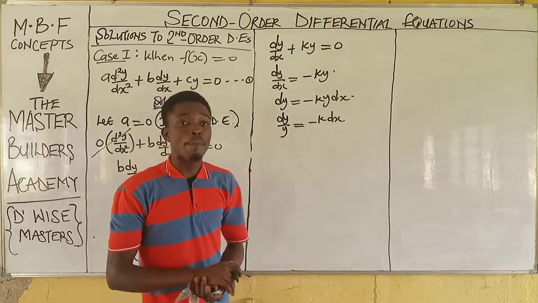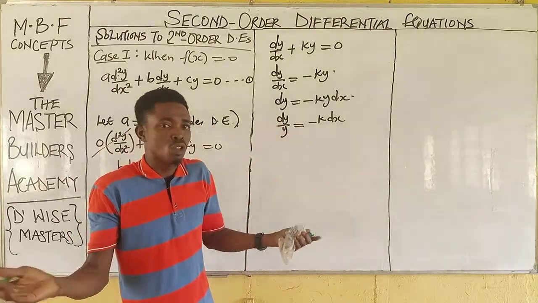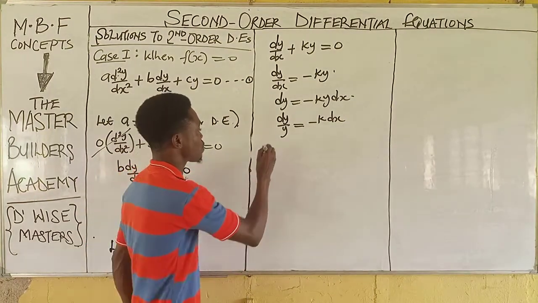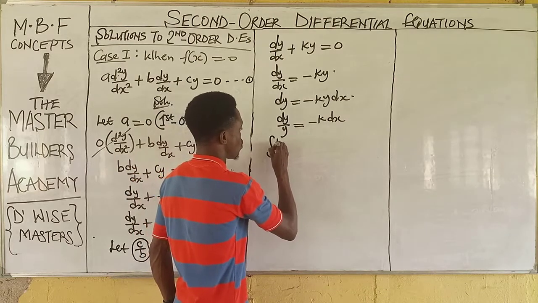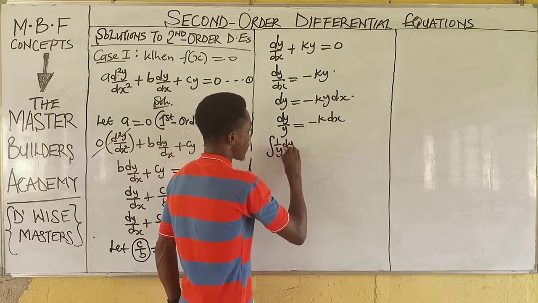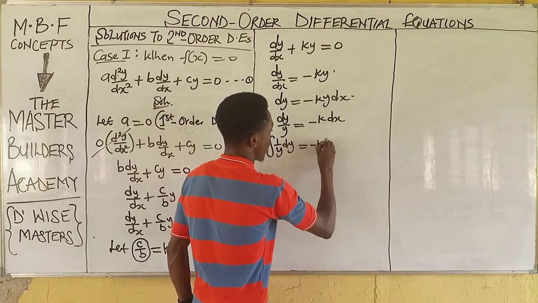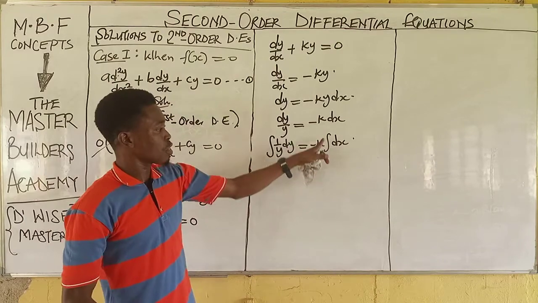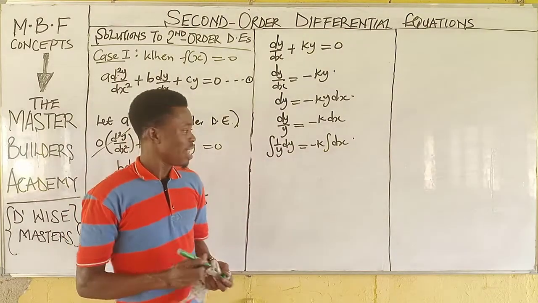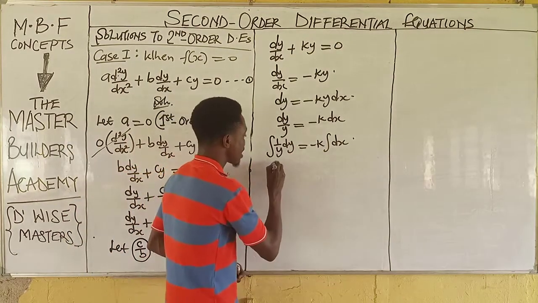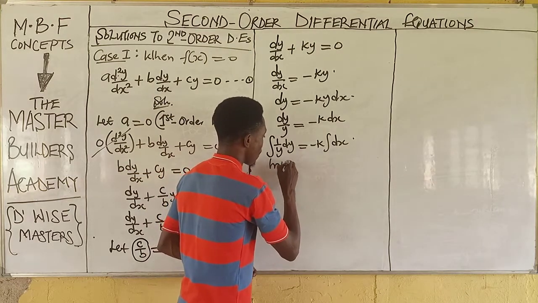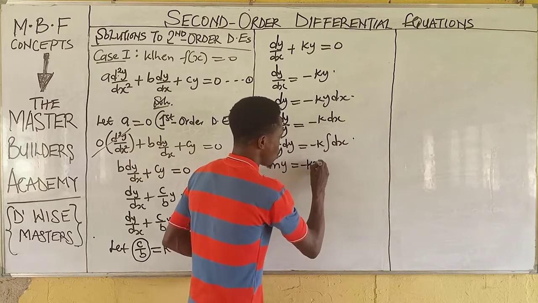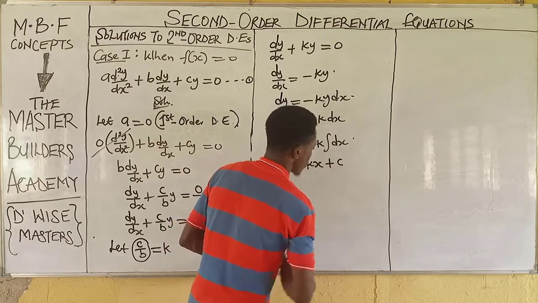Now that we have successfully separated x from y, what else do we do? All we need to do is to integrate this function. To integrate this function, we quickly introduce our integral. We have the integral of 1 over y dy is equal to minus k times the integral of dx. Don't forget that minus k is a constant, so we take it outside the integral. When I integrate 1 over y, we are going to have ln y, which is equal to minus k times x, plus c.